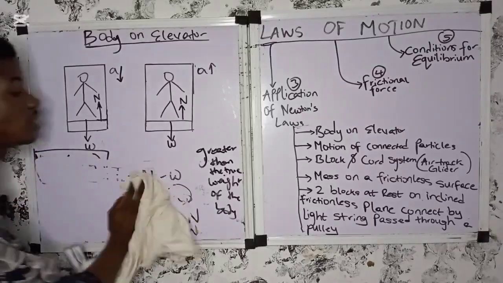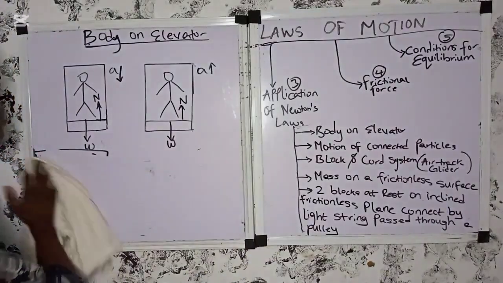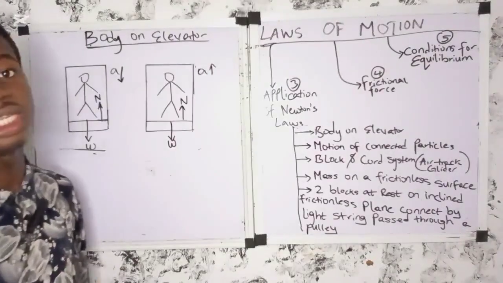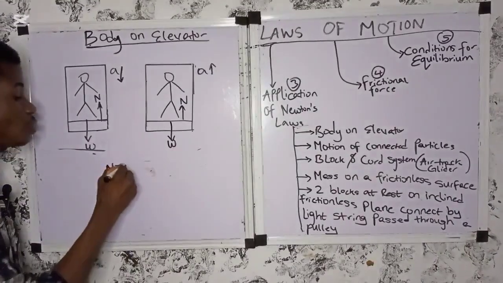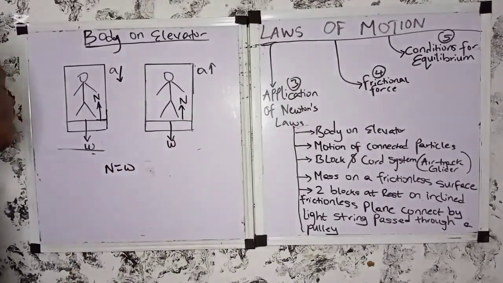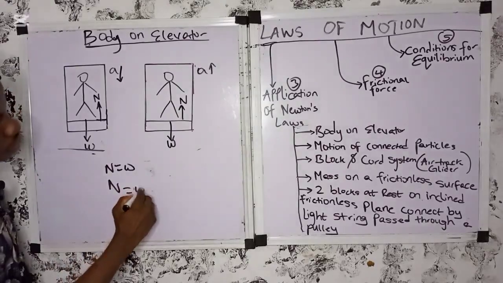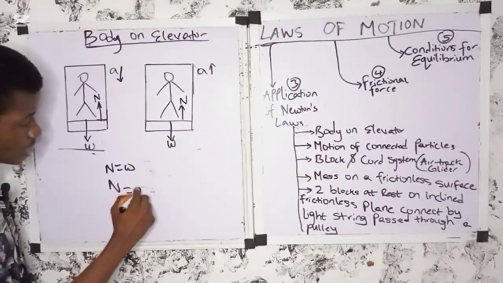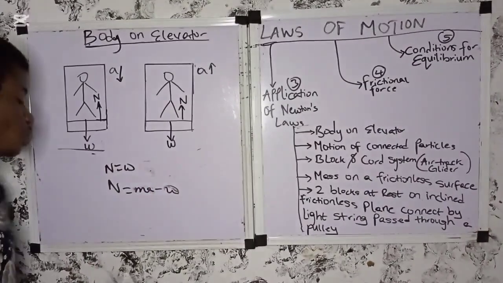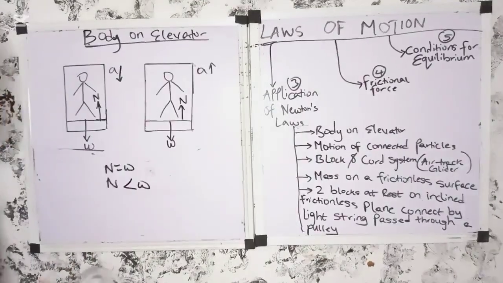So the important things you need to take note of in summary, for a body in a lift or on an elevator, is that when the elevator is not moving at all, the scale will read the true weight of the body. Now, when the elevator is moving downward, the scale will read a weight lesser than its true weight, right? Yes. We read the weight lesser than the true weight of the body.